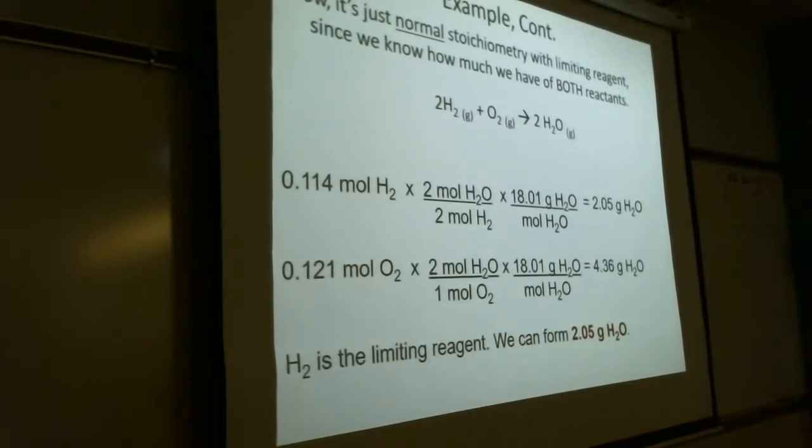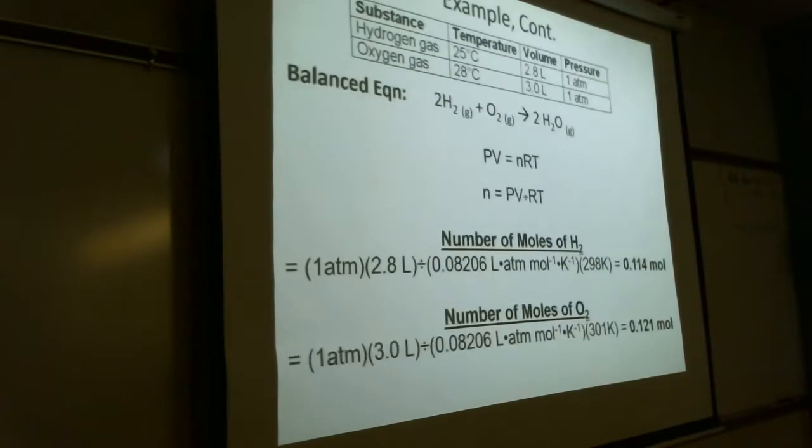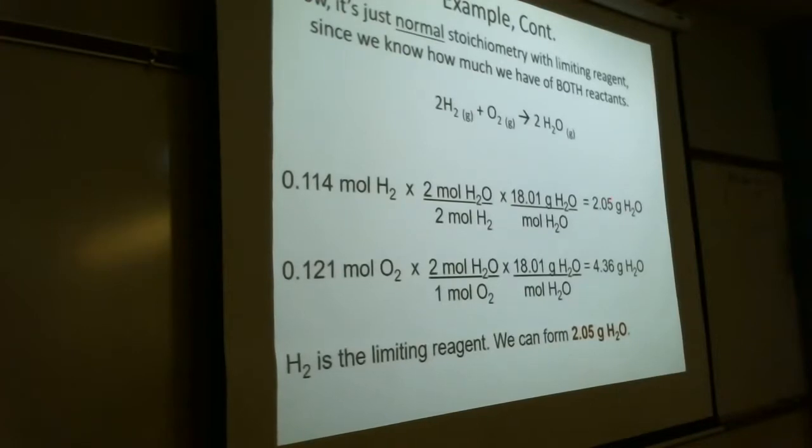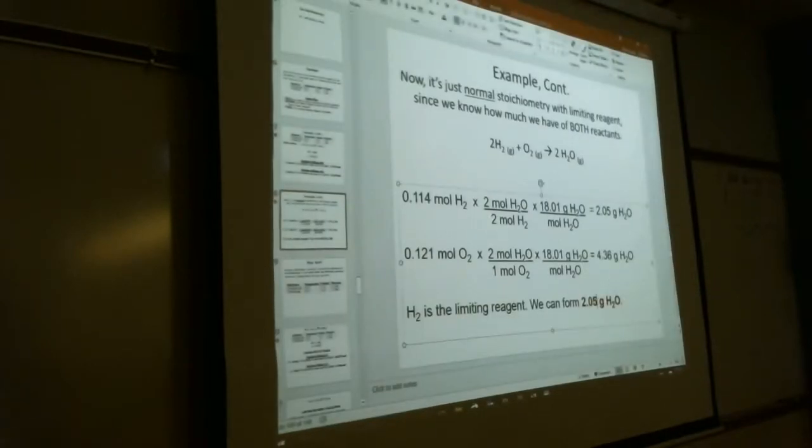Now, in terms of my sig figs, I believe my pressure only had 1 sig fig in it. So technically my final answer shouldn't be 2.05. What should it be? It should just be 1 sig fig.